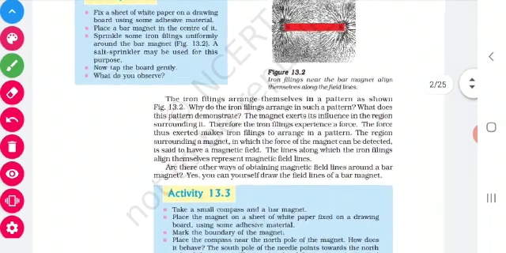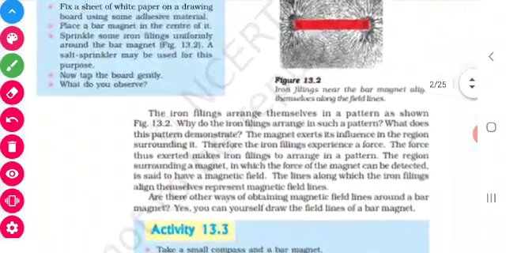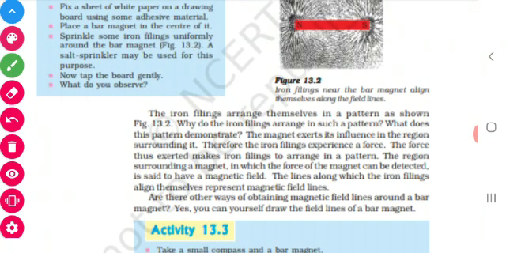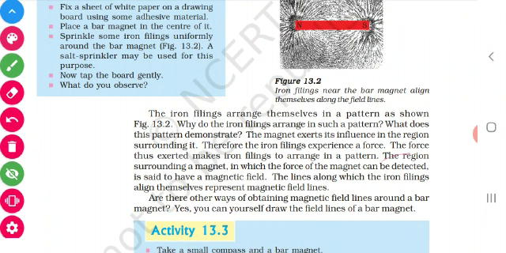Now you can underline the definition of magnetic field in your book. The region surrounding a magnet in which the force of the magnet can be detected is said to have a magnetic effect. In the region surrounding the magnet, it is exerting some force. That force is called the magnetic field.